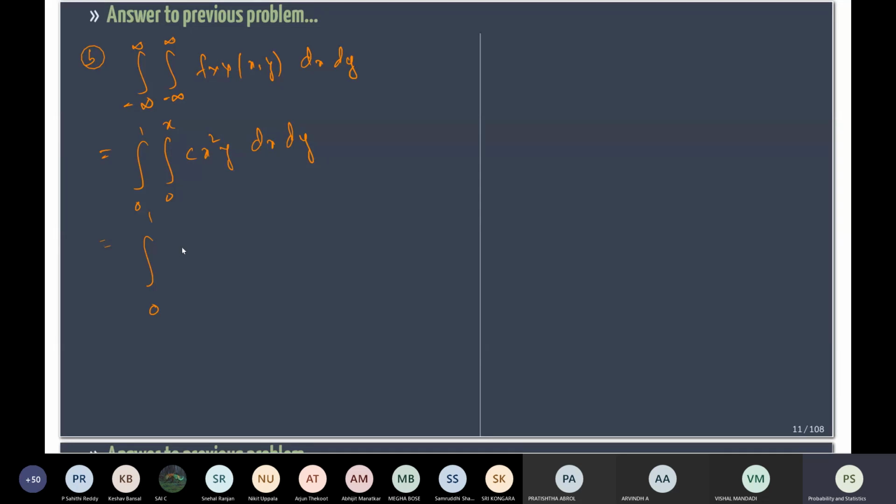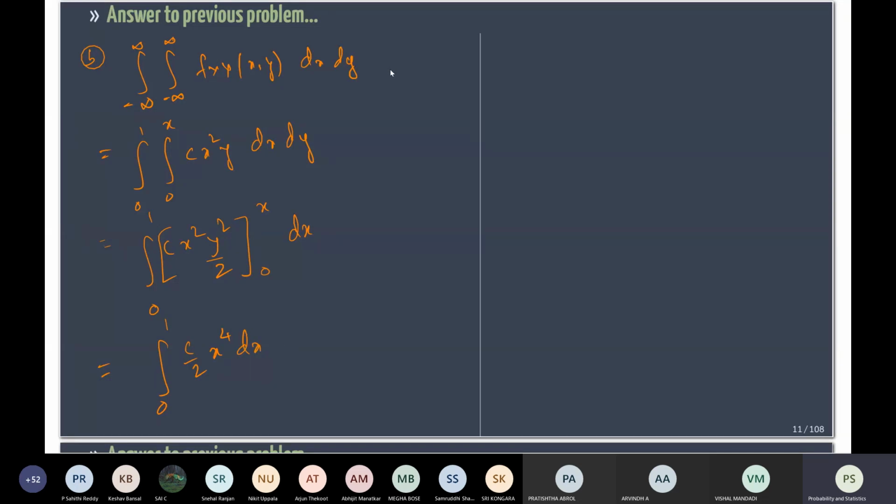Okay, if we integrate this out, what do we get? We are integrating y first, so we get c x squared and then y squared by 2. Now we have to put the limits also, and after integrating y out, x is remaining. This is 0 to 1, and so this is c by 2 x to the 4, because in place of y I put x, dx.